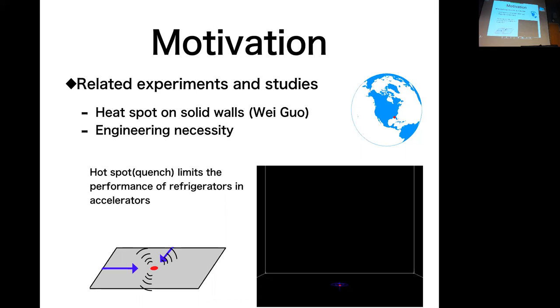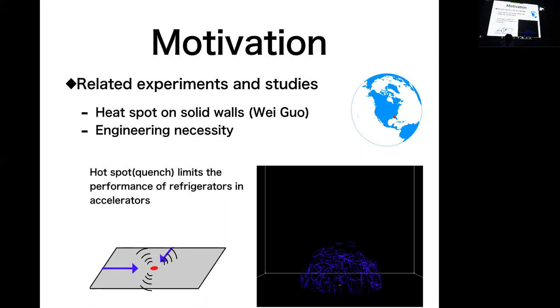As he explained, in order for better performance of accelerators and stuff like that, they use helium for cooling the refrigerator. The problem is a hot spot is created in the refrigerator, and that limits the performance of refrigerators. And there is a simple simulation I did with the vortex filament model. There is a hot spot here, and a hemispherical vortex tangle is created around it.